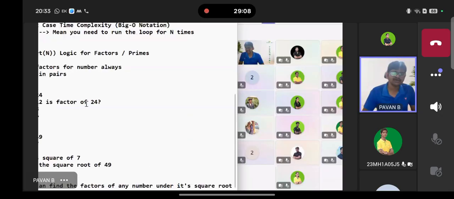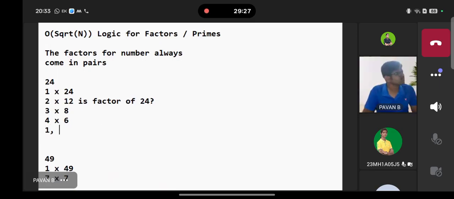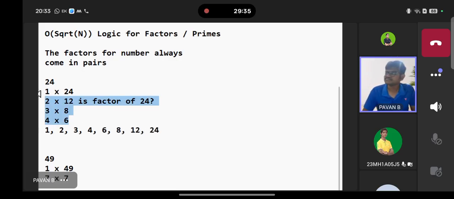So now you can see that running the loop from 1 to 4 is enough to find all the factors. See, 1 finds 24 because 1's pair buddy is 24 and 2's pair buddy is 12. 3's pair buddy is what? 8, and 4's pair buddy is 6. So these are all the factors of 24, right? See, 1, 2, 3, 4, 6, 8, 12, 24. That's it. So by running the loop from 1 till the square root of the number, we can find all the factors.